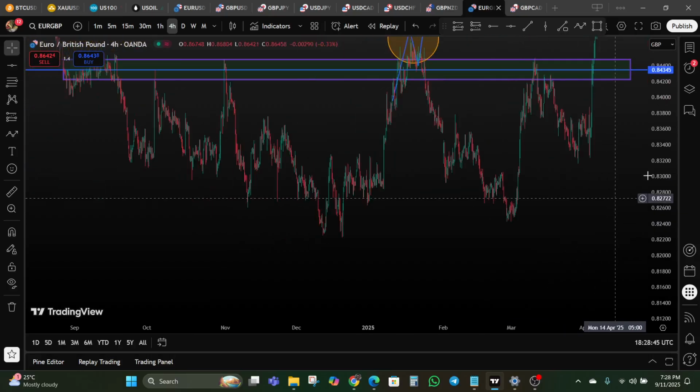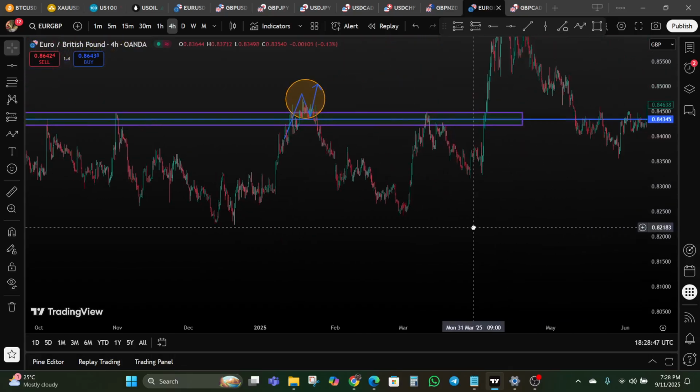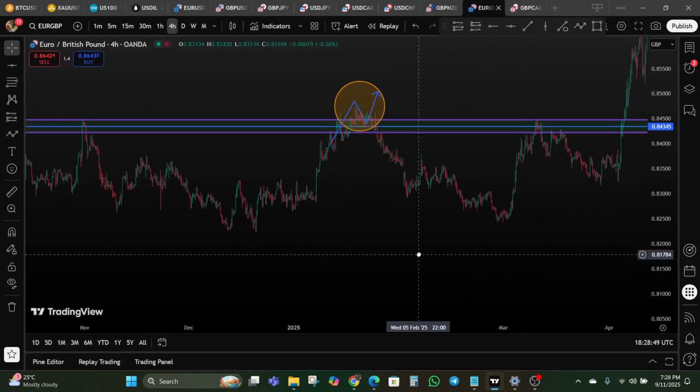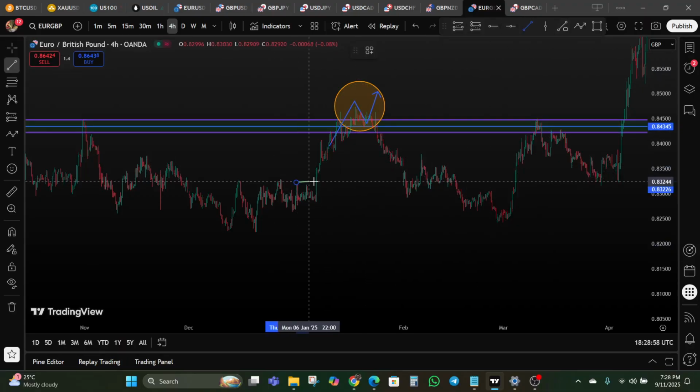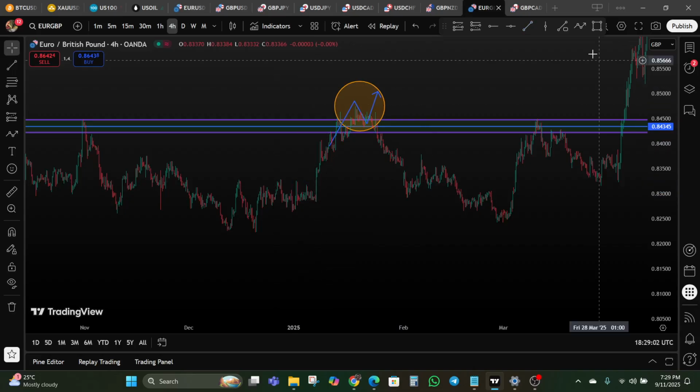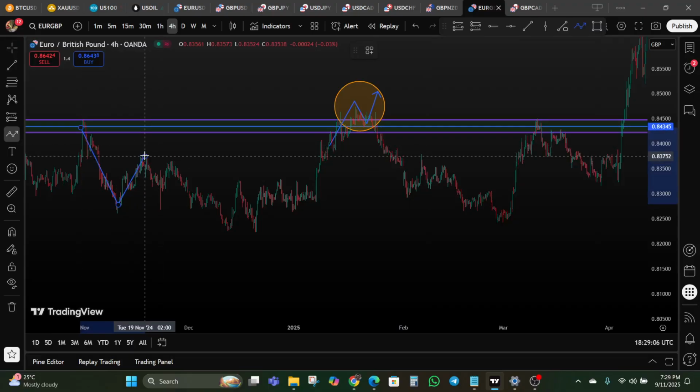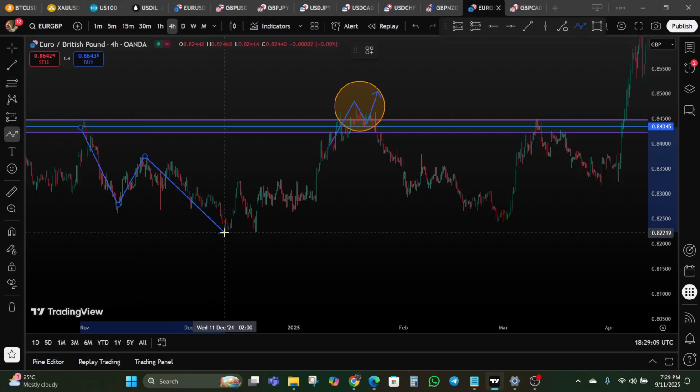So let us look for an example of price testing an order block and going back in our direction, right? So here we had a break of structure, right? We had a series of lower highs and lower lows.